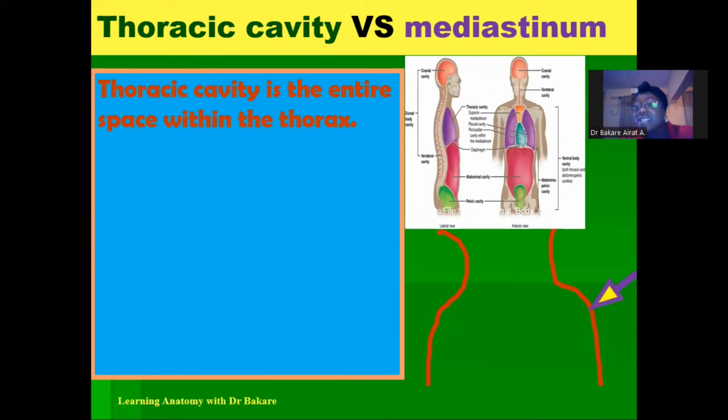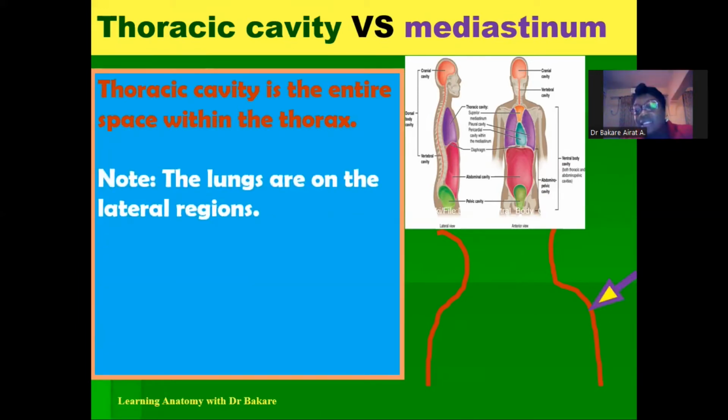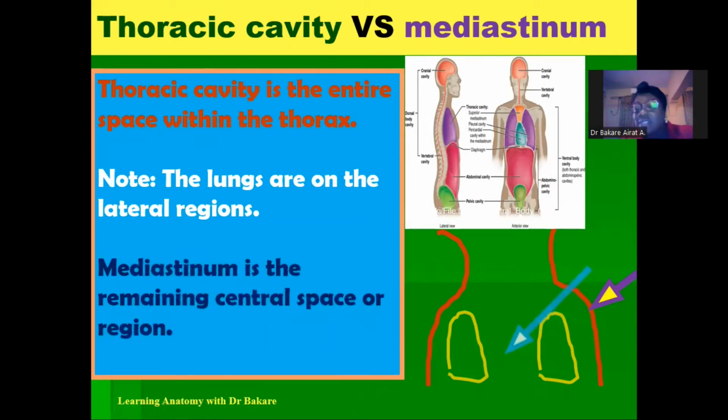And we know that within the thorax, on the lateral side, both the right and the left lateral side, we have the lungs, and this is where the lungs are located, one on each side, which means that the thoracic space is already taken up by the lungs on both sides, leaving a central space that is called the mediastinum. So this central region is called the mediastinum.